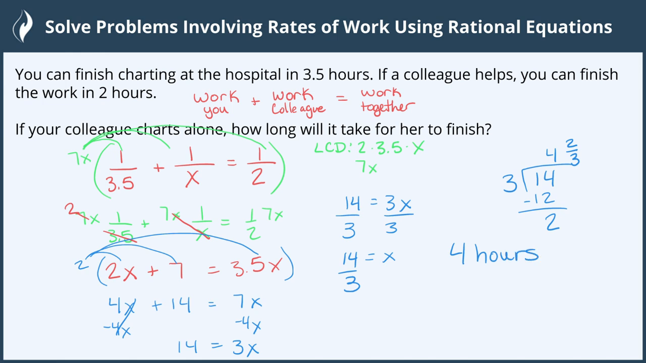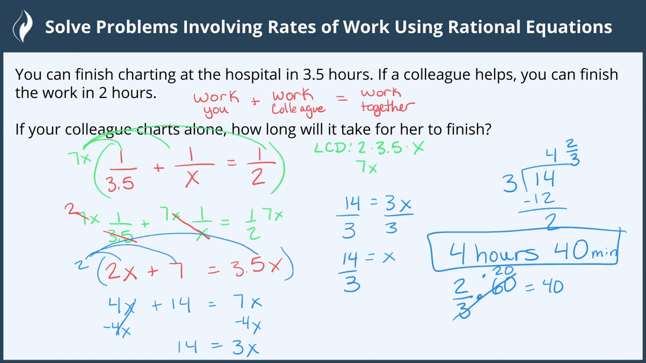And 2/3 of an hour doesn't make a whole lot of sense. So let's go ahead and change that into minutes. So we'll take our fraction of 2/3 of an hour and multiply it by 60 minutes that are in an hour to find out how many minutes. 60 divided by 3 is 20, and 20 times 2 is 40. So our answer for the colleague is 4 hours and 40 minutes. And now we're all done.